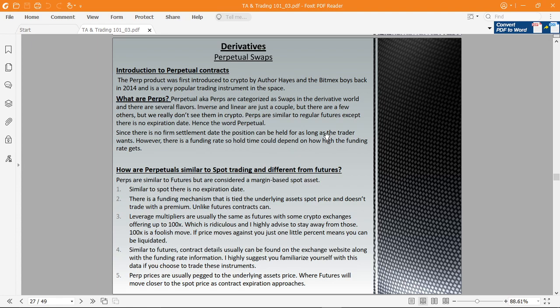Number 4, similar to futures, contract details usually can be found on the exchange website along with the funding rate information. We talked about that just a second ago. I highly suggest you familiarize yourself with this data if you ever choose to trade any of these instruments on derivative exchanges. Number 5, perp prices are usually pegged to the underlying asset's price, whereas futures move closer to spot price as contract expiration approaches.